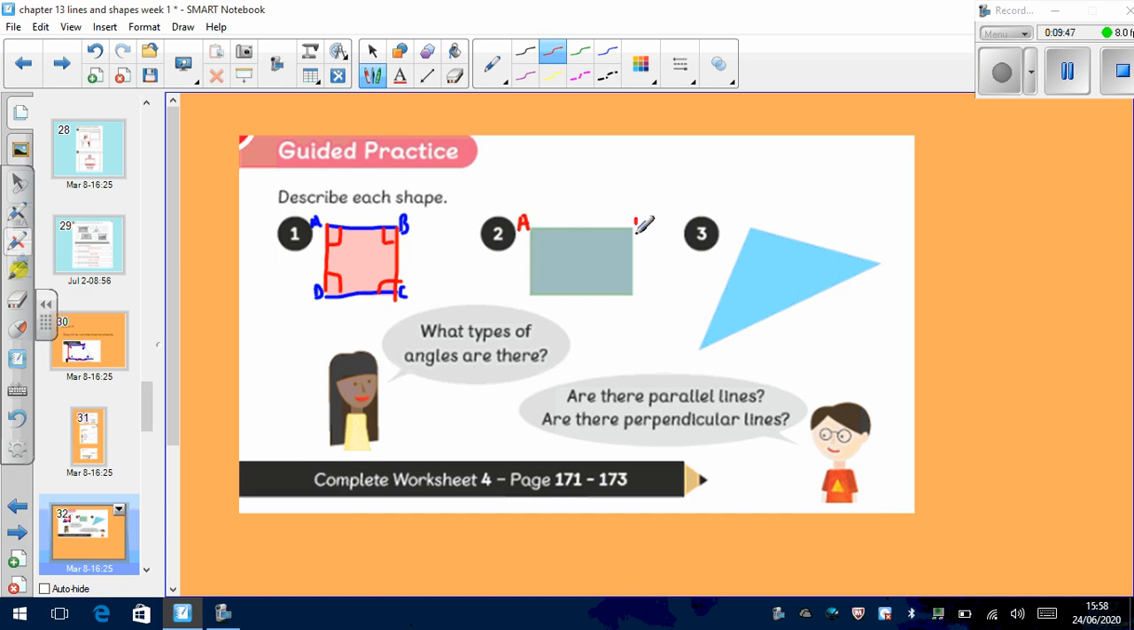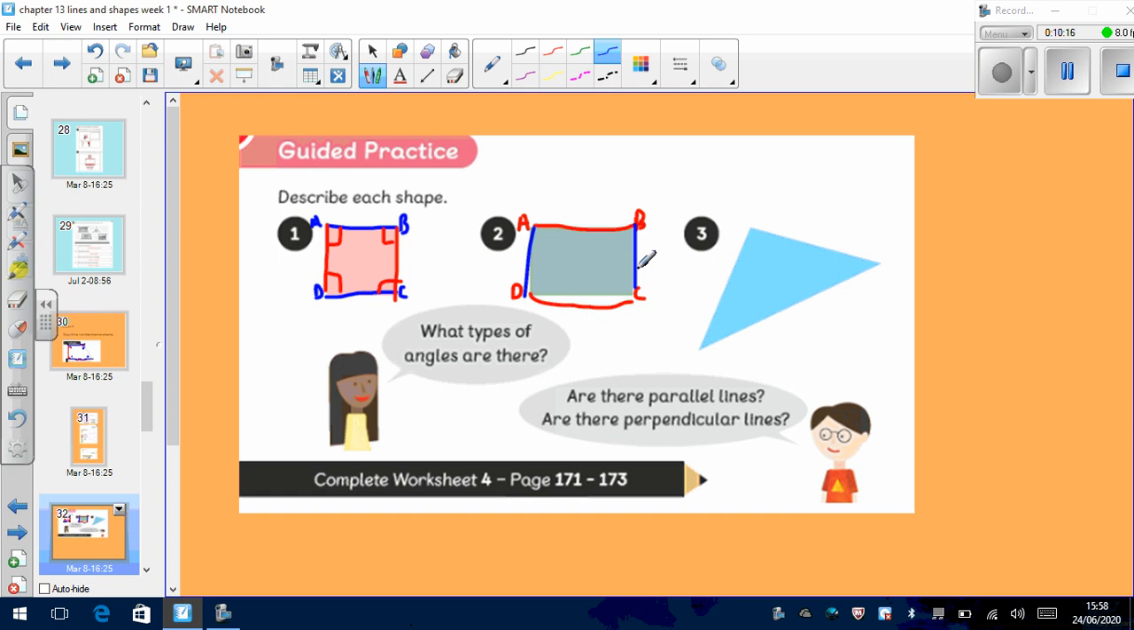Same as usual, A, B, C, D. So lines AB and DC are parallel, and the lines AD and BC are parallel, but the lines AB and DC are longer than the lines AD and BC. Okay. So this shows that it's a rectangle, really.